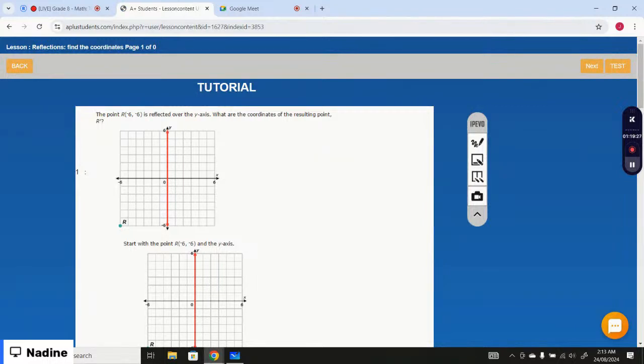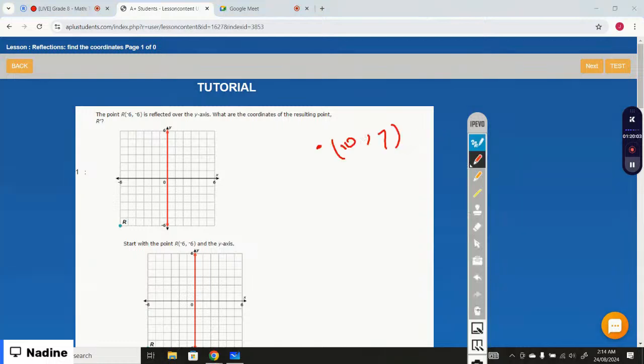Okay, so now we just learned how to reflect a point over the x-axis or the y-axis, right? Now we are going to see, if the point is reflected, what are the coordinates of the resulting point, right? The point R (negative 6, negative 6) is reflected over the y-axis. What are the coordinates of the resulting point? Here it is, right? You have to see the resulting coordinates.